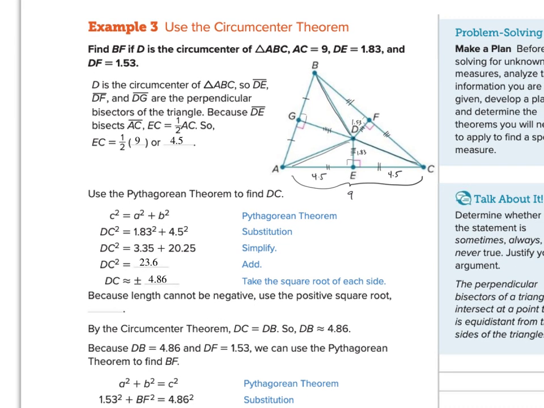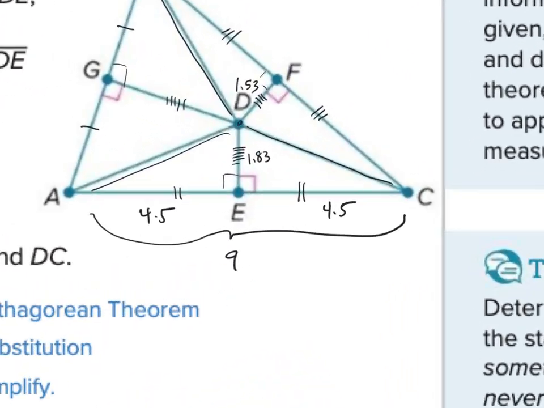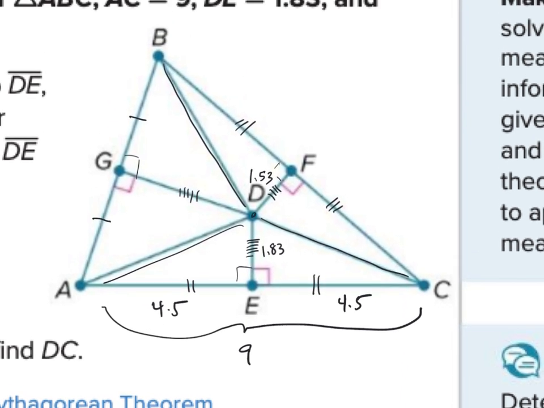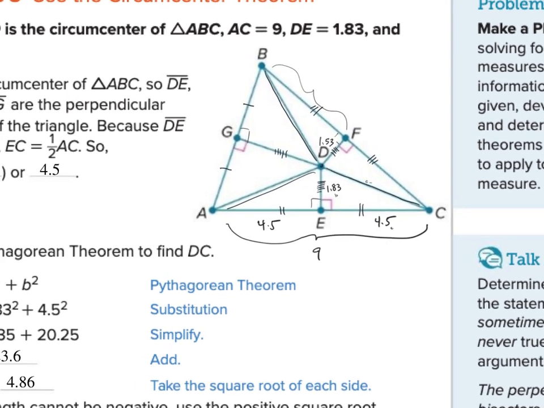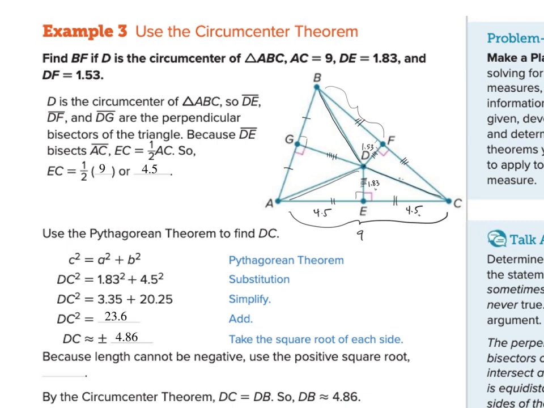We can use the Pythagorean theorem. They're trying to find BF. All right, so we want to know what this length is right here. We can use the Pythagorean theorem to find out what this length is, because this could be B squared, this could be A squared, and we can find C that way. But what did they do? Yeah, that's what they did.